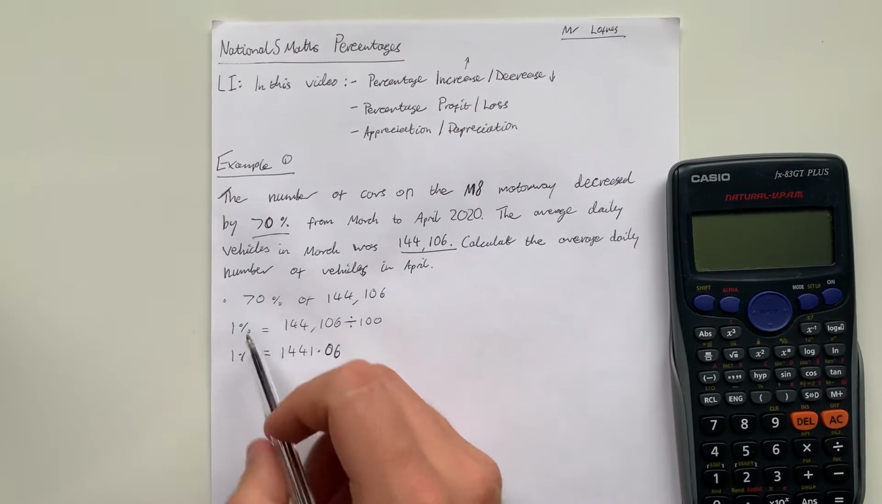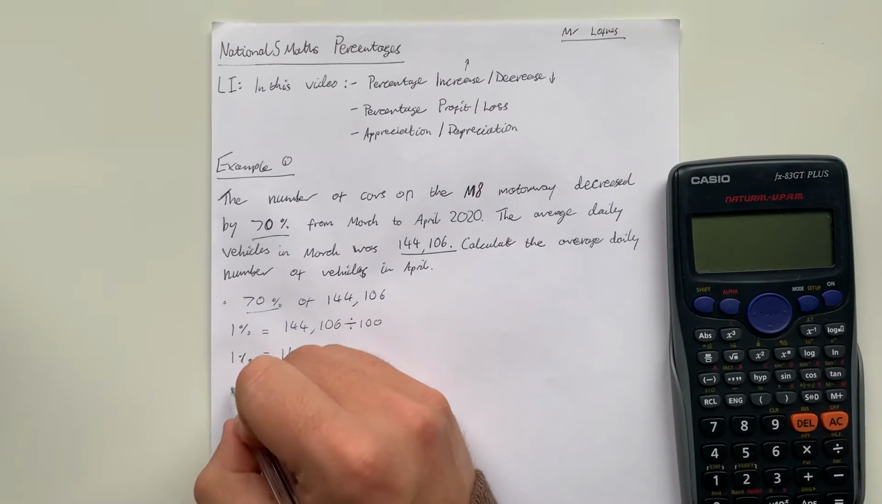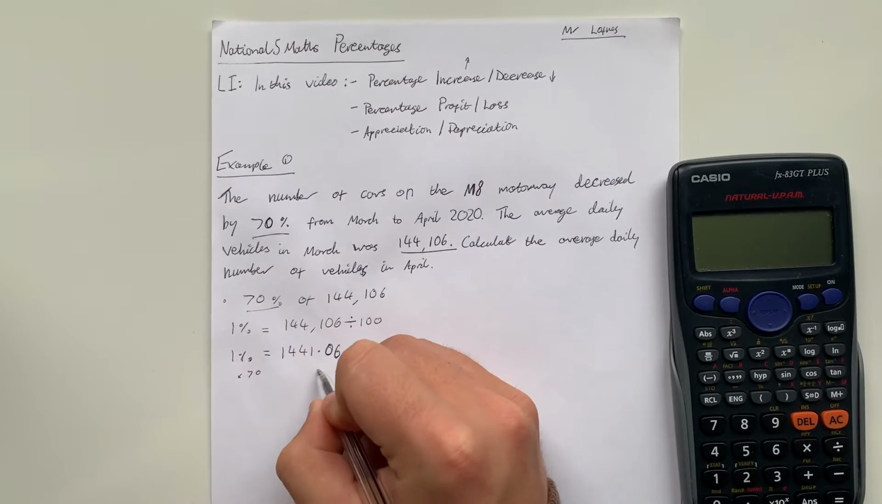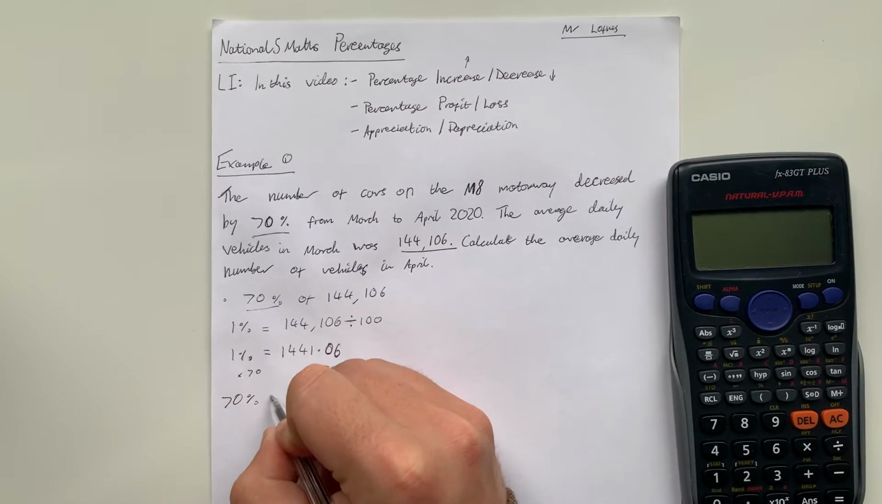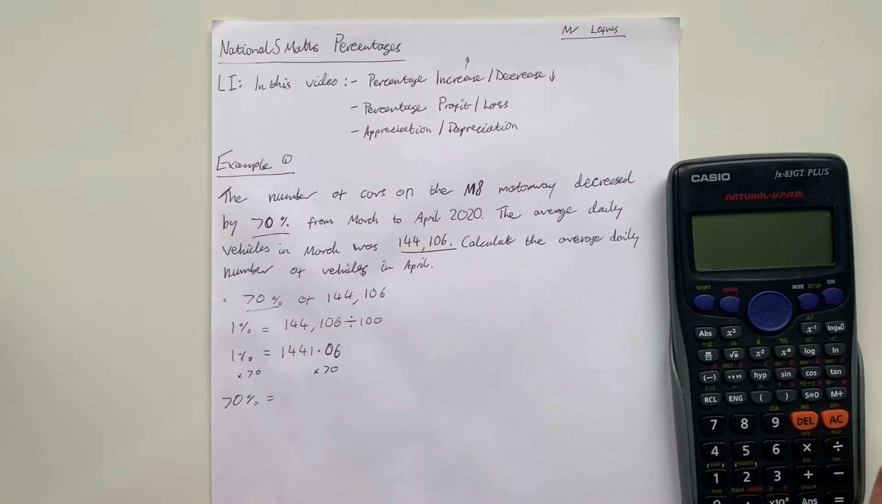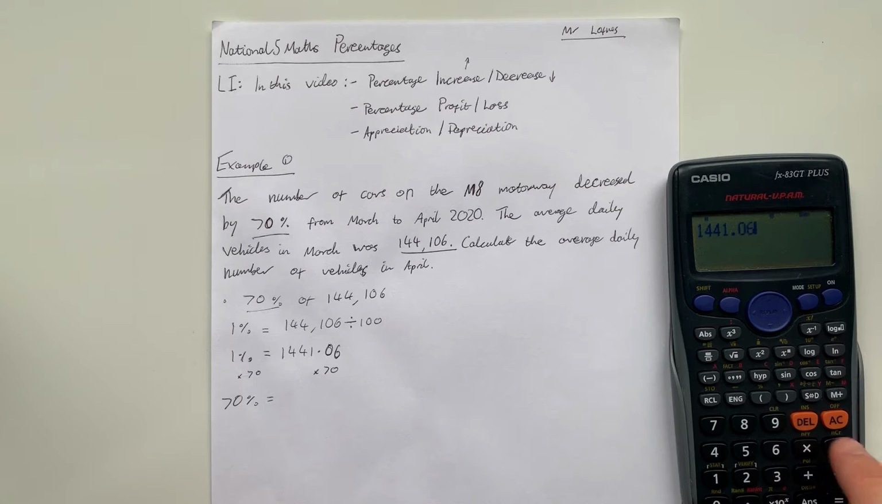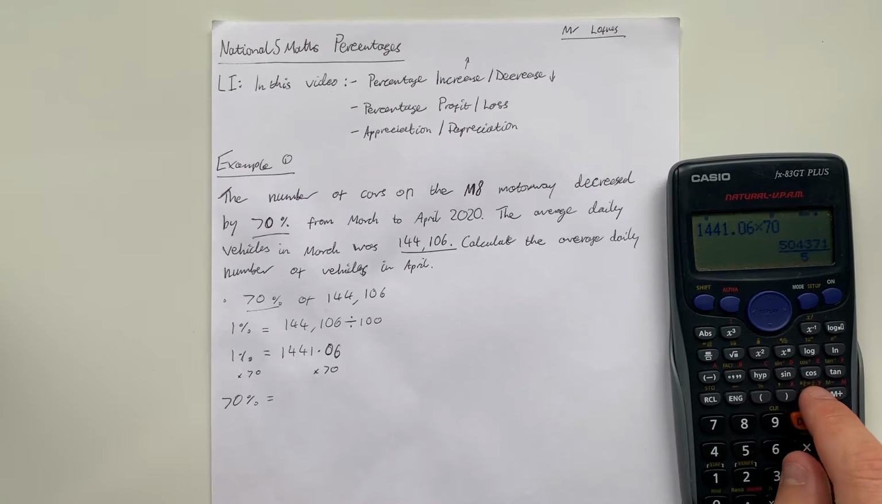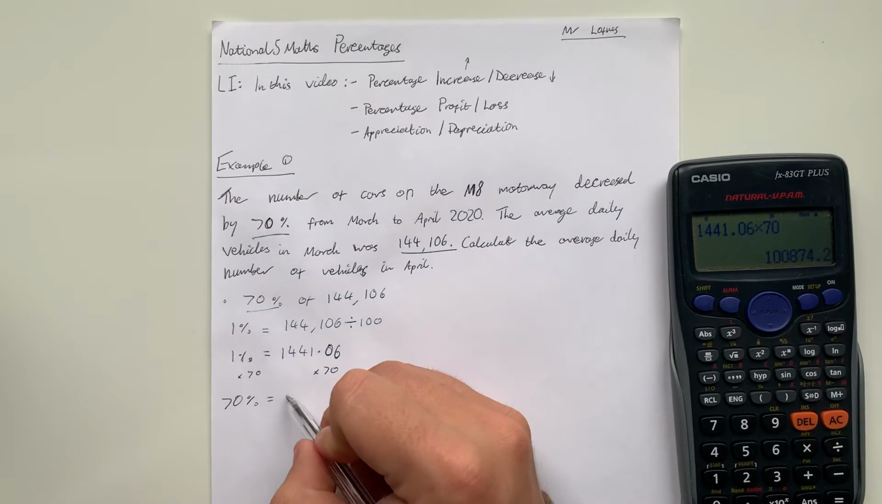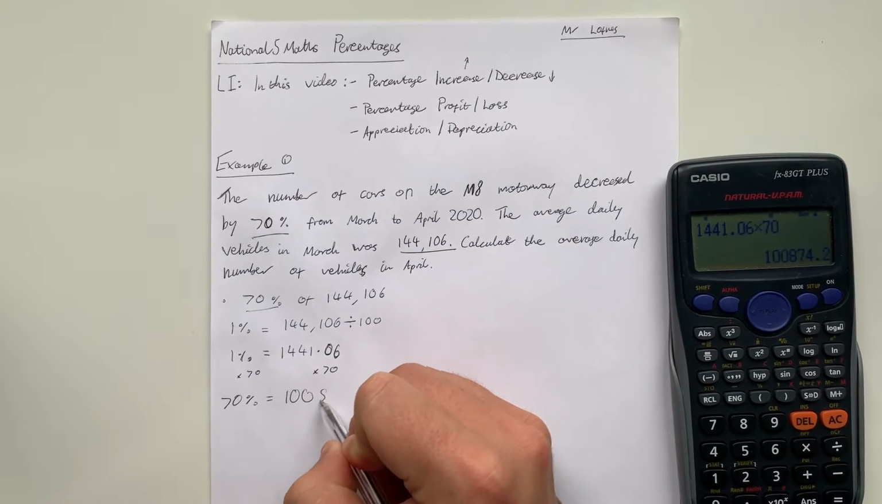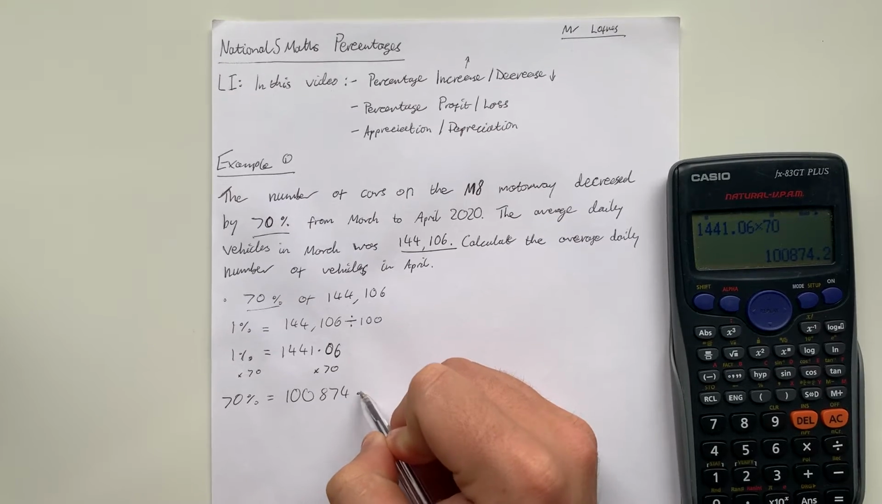We have 1%, but we're looking for 70%. So we're going to multiply both sides here by 70. So therefore 70% of 144,106, calculator on, 1441.06 multiply by 70 gives us, it'll give us a fraction at first. Press the SD button and it gives us this number. So we have, that is 100,874.2.